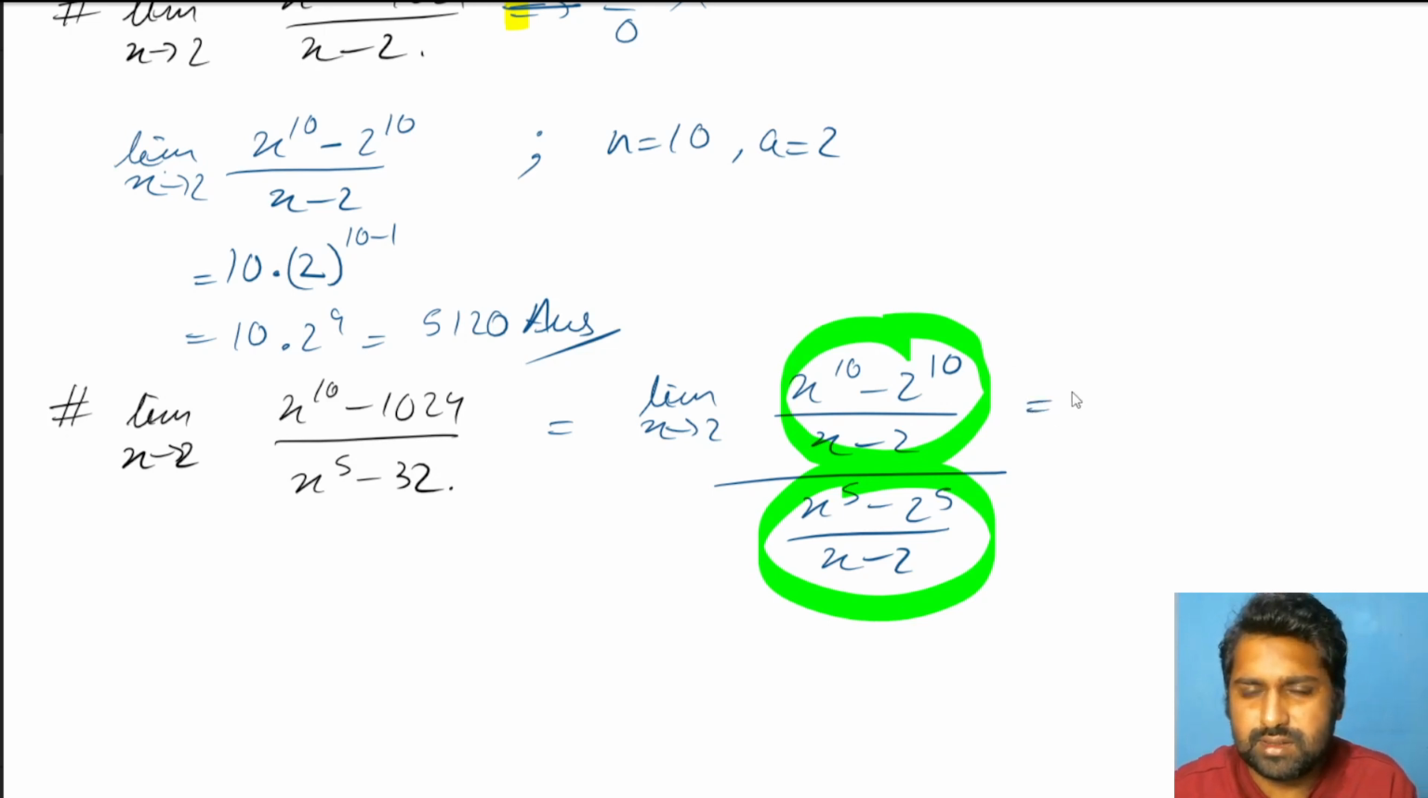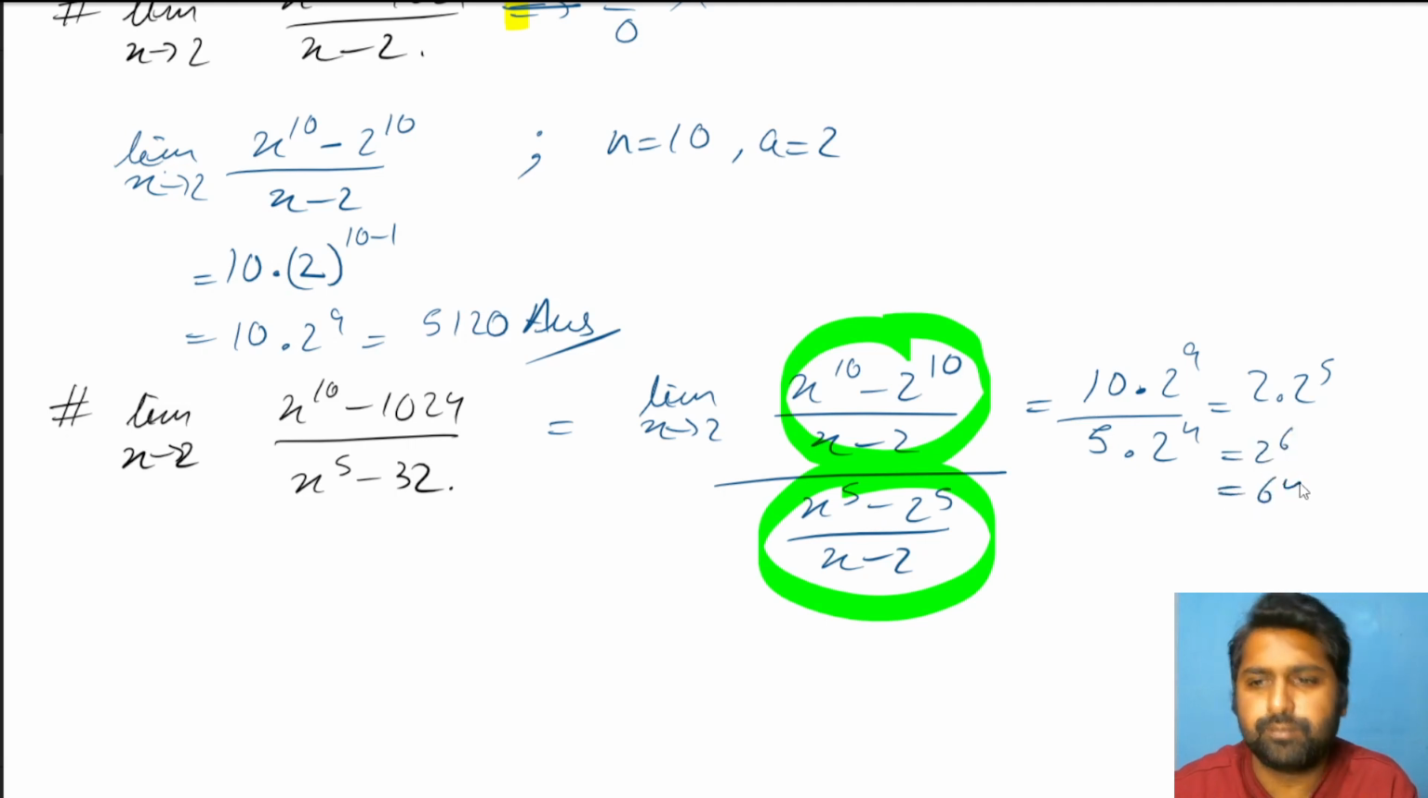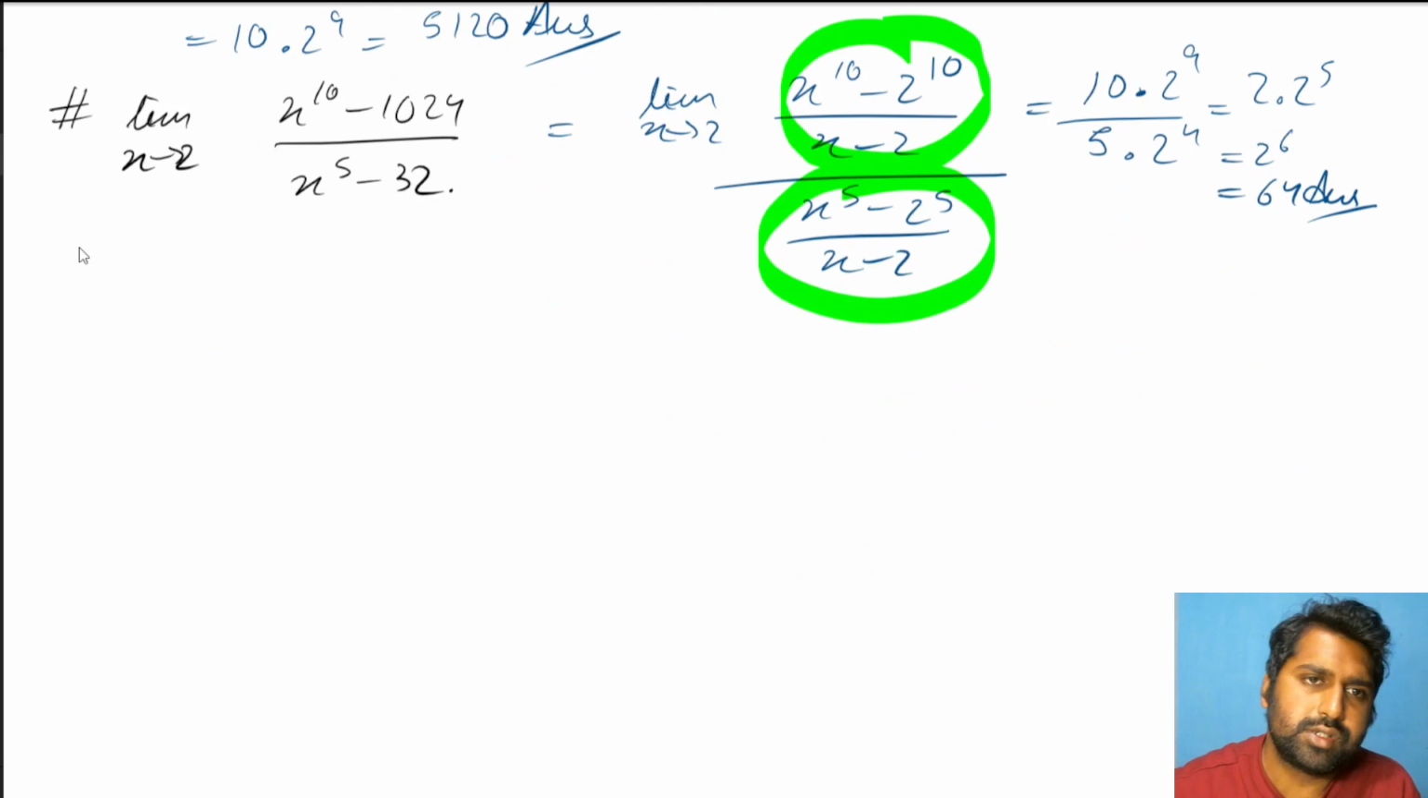You can solve this. This is 10 into 2 raised to power 10 minus 1, that's 9, upon 5 into 2 raised to power 5 minus 1, that's 4. So that is 2 into 2 raised to power 5, that's 2 raised to power 6, that's 64. That is the answer. You need something, generate that.